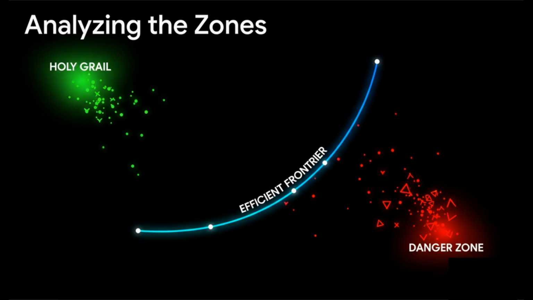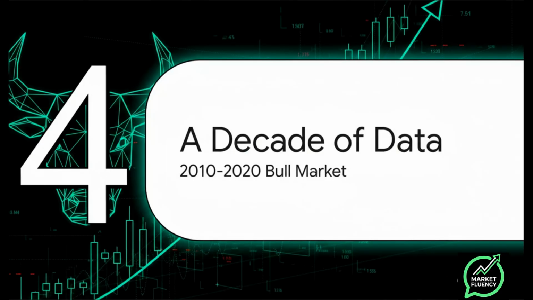And what you're really looking for is something called the efficient frontier. It's basically a line that connects all the investments that give you the absolute best possible return for any given amount of risk you're willing to take. Okay, enough theory. Let's look at a real-world example to make this super concrete.